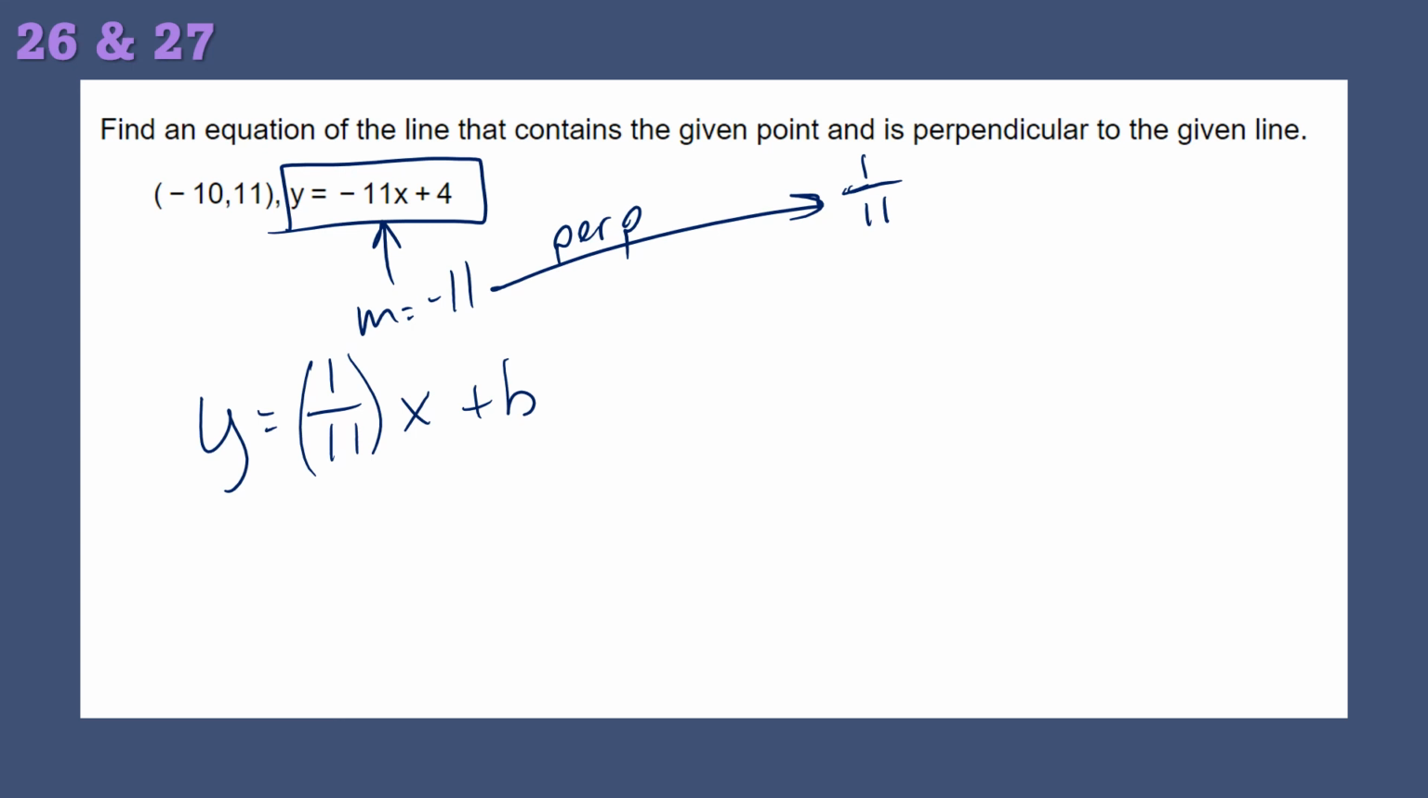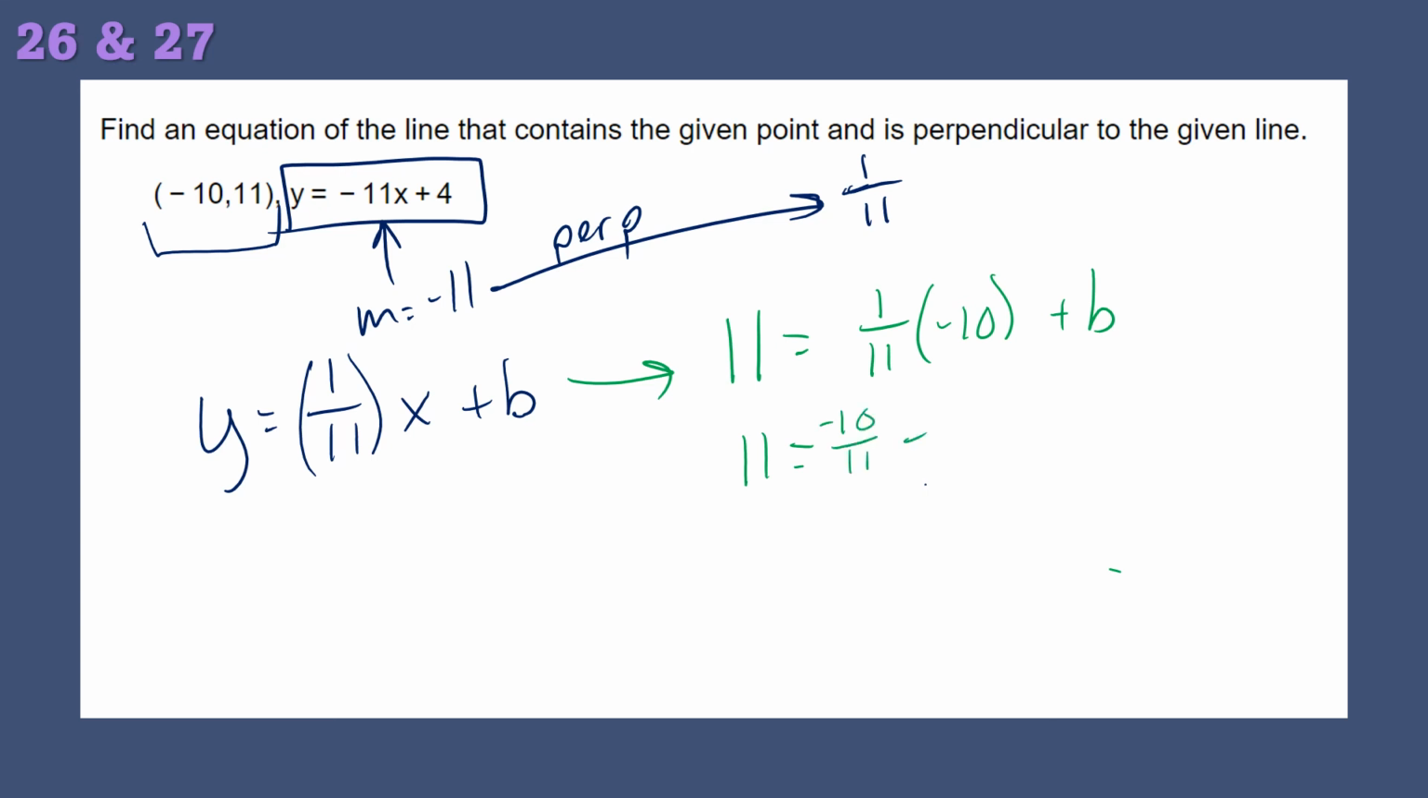Okay, that's great and all, but I still don't know what b would be. Now, since we were told it has to match that point right there, then we know x and y we can plug in. So I'm going to just plug those in for x and y. Make sure you put the x with the x and the y with the y. So that's going to be 11 equals 1 over 11 times -10 plus b. And if we solve that, I get 11 equals -10 over 11 plus b. 11 plus 10 over 11 equals b.